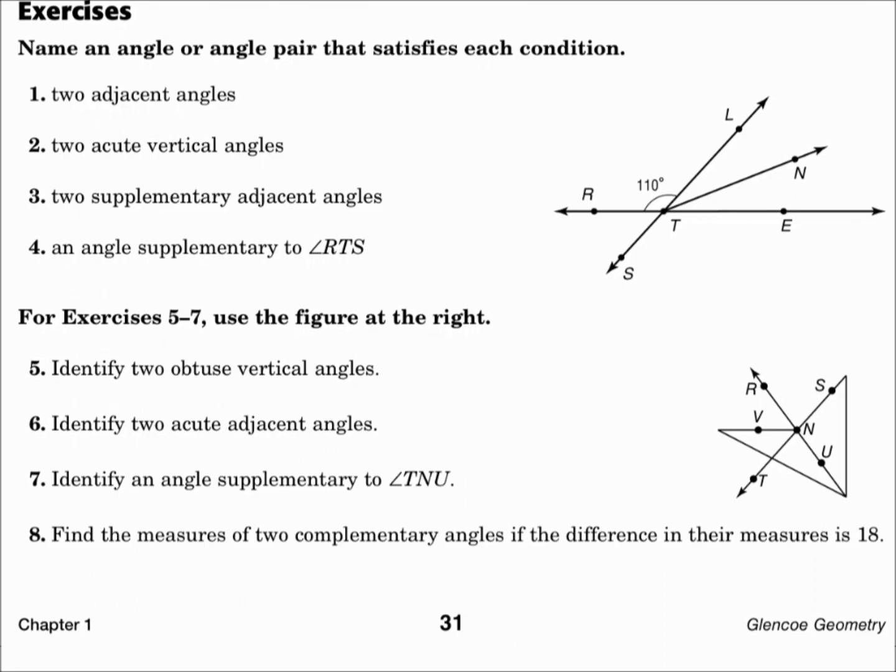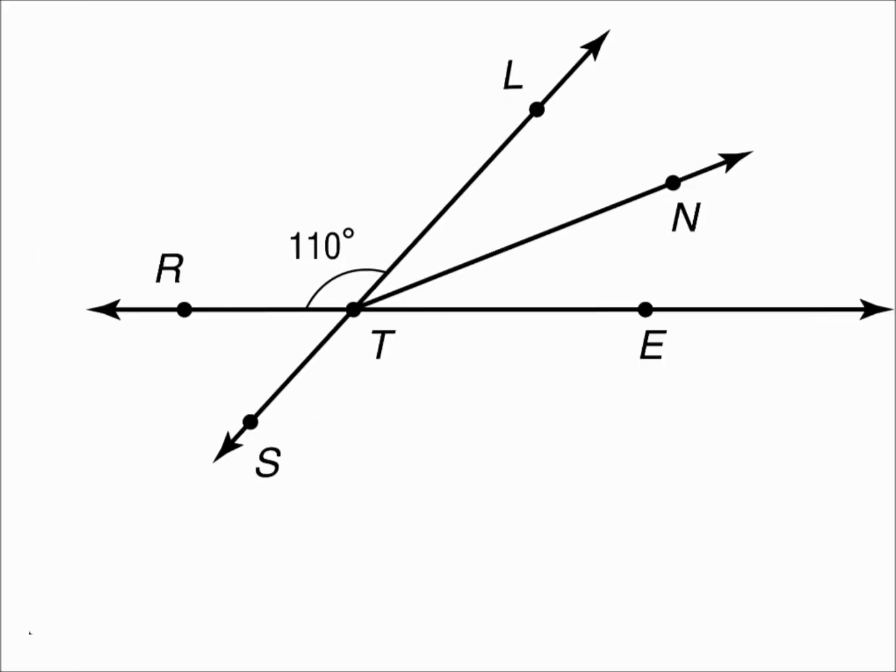Name an angle or angle pair that satisfies each condition. There may be more than one correct answer for these. We will give just one correct answer. Number 1. Two adjacent angles. Remember, adjacent angles are like slices of pie sitting next to each other. They share a common side and a vertex, like angle LTN and angle NTE.